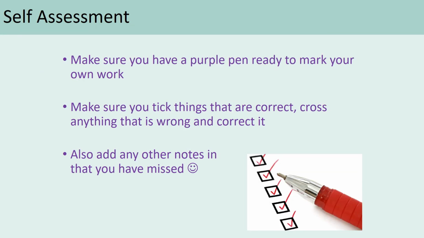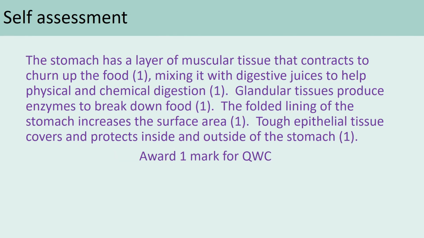Okay, so we're going to go over the answer. So grab a different coloured pen and tick where you have put one of these points that would be in the mark scheme. So you could talk about the layer of the muscular system that contracts to churn up the food. That would be worth a mark. You could talk about mixing it with digestive juices to help with digestion. That would be worth a mark. You might have said that there are glandular tissues that produce enzymes or acids to break down food. That would be a mark.